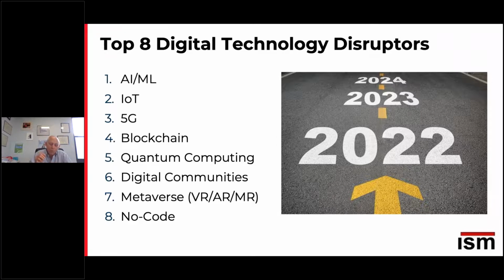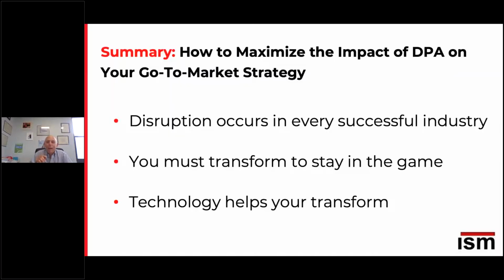Next slide. So how do you maximize the impact of digital process automation on your go-to-market strategy? I think we have to acknowledge a couple of things. Disruption occurs in every single industry. That 50% of the S&P will be replaced by 2030 is a sufficient warning that you can't duck disruption.